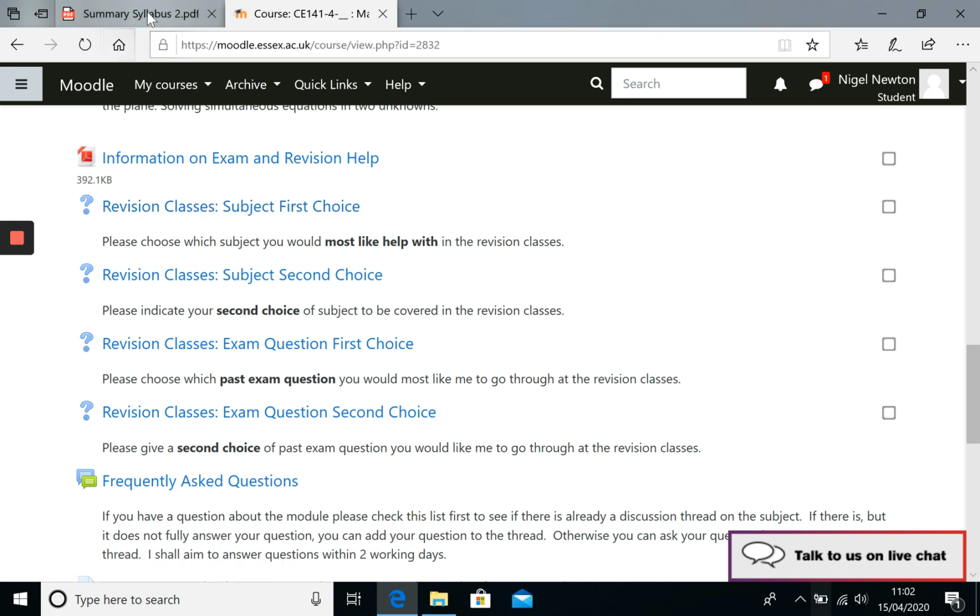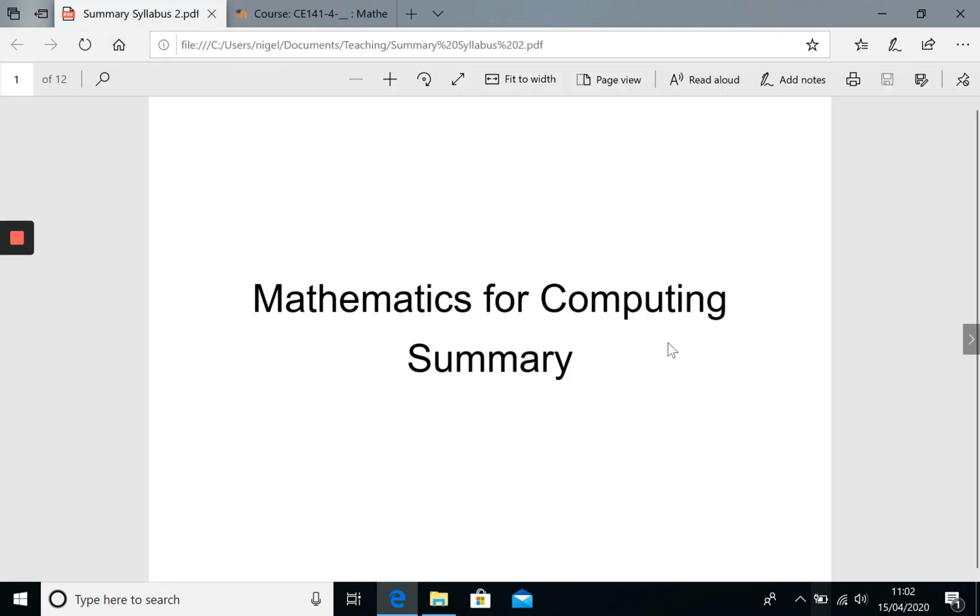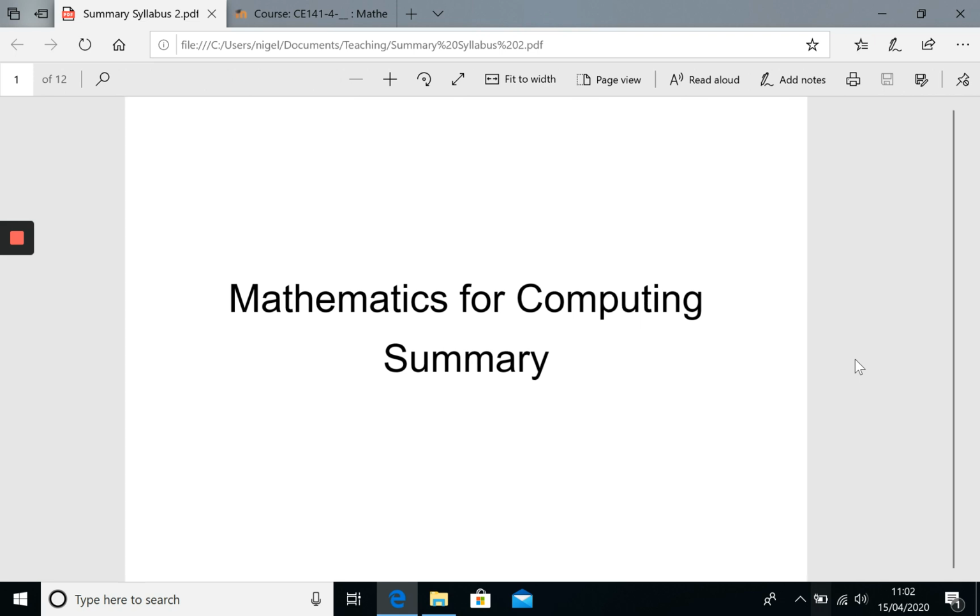Okay, so to briefly outline the module, I've got a short presentation. Of course, we had 5 subjects: propositional logic, combinatorics and counting, set theory, probability, and matrices.